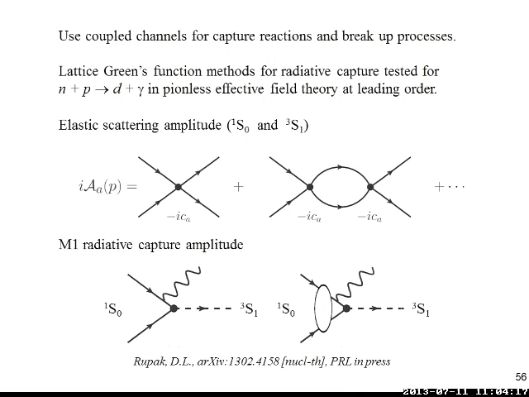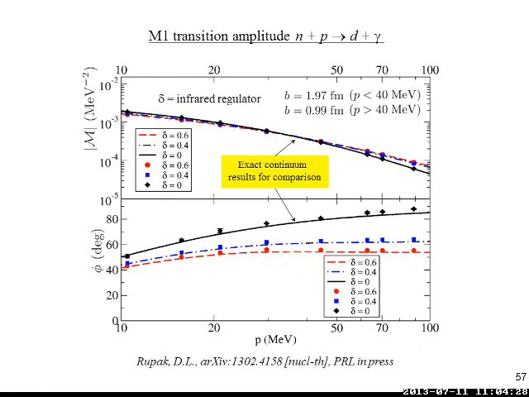This is something I did with Gautam Rupak. It's in PRL in press. So we've done things in pionless effective field theory. I'm not going to go into details because I'm out of time. But basically, we're able on the lattice, by using various infrared regulators, to cut off the long-range physics and then take the cutoff to zero to get to the infinite volume limit. And we can compare with the exact continuum expressions for the M1 transition for n p to d gamma. And you can compare the exact values with the lattice calculations. So the point is that we have a technology of dividing an inelastic reaction on the nucleus into two separate parts.